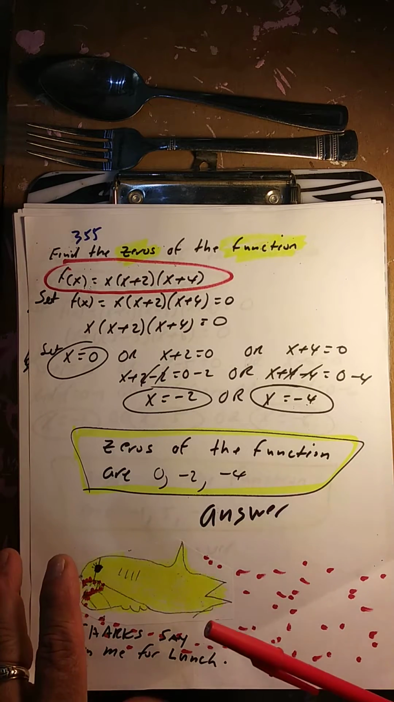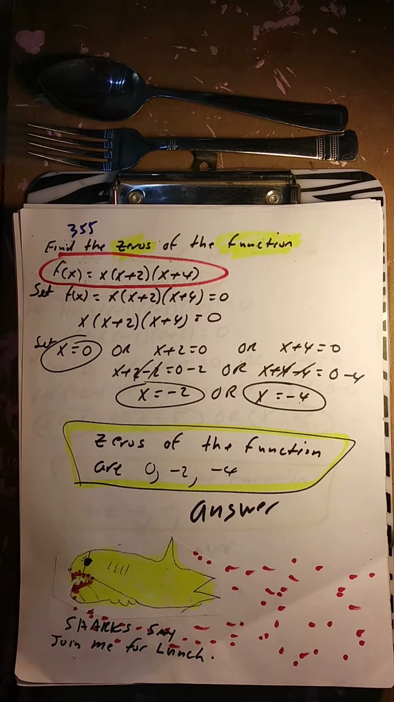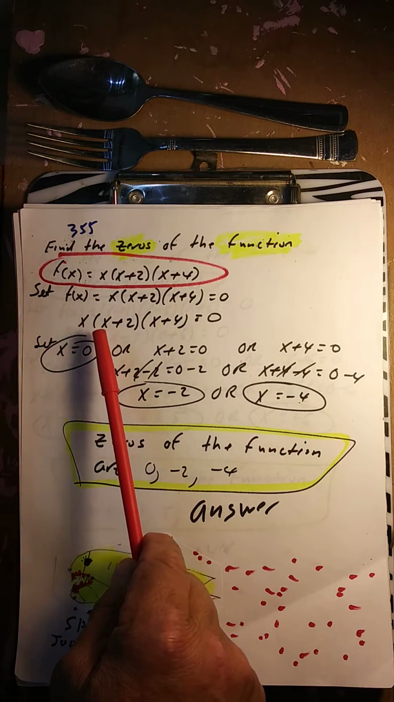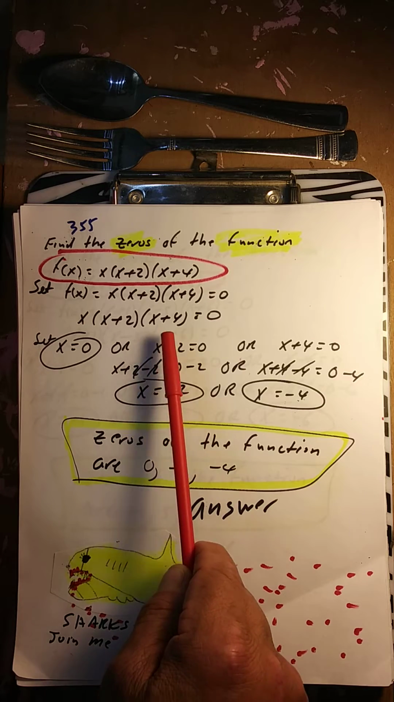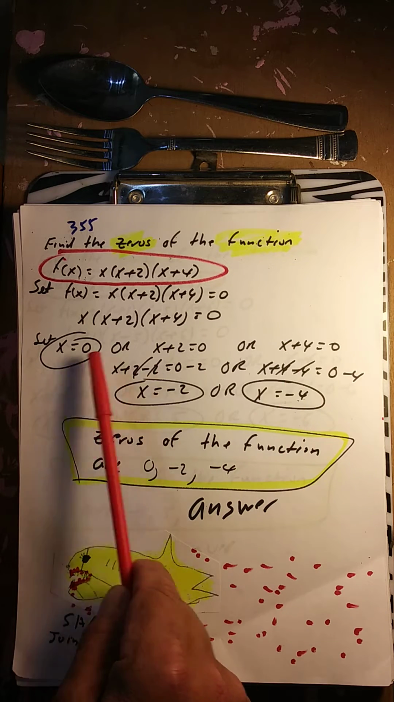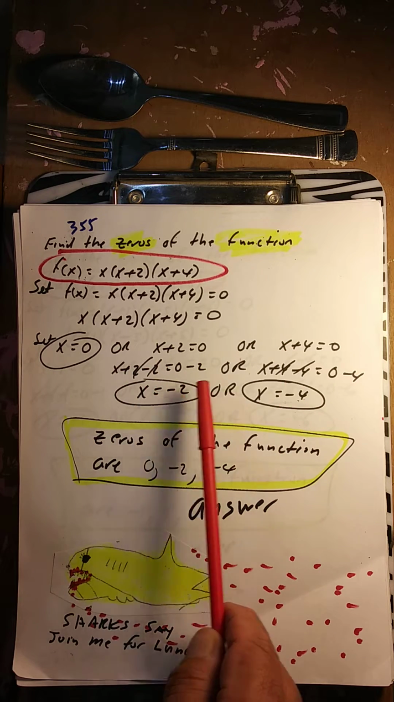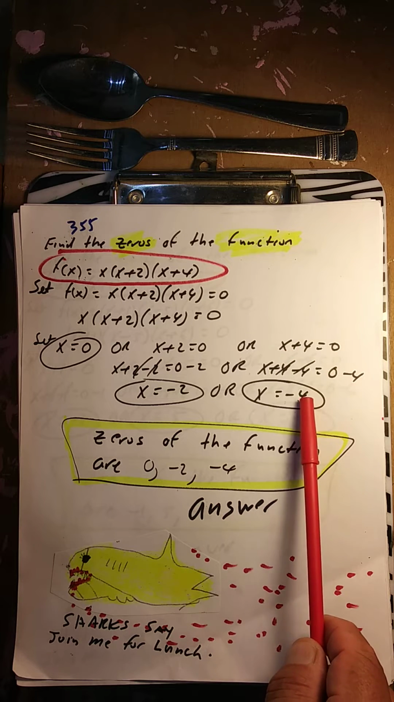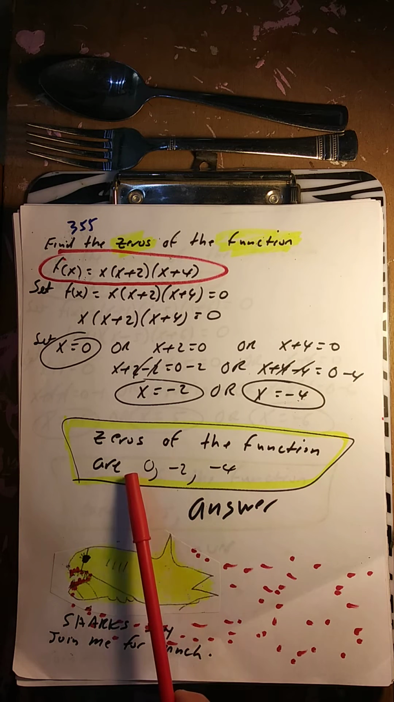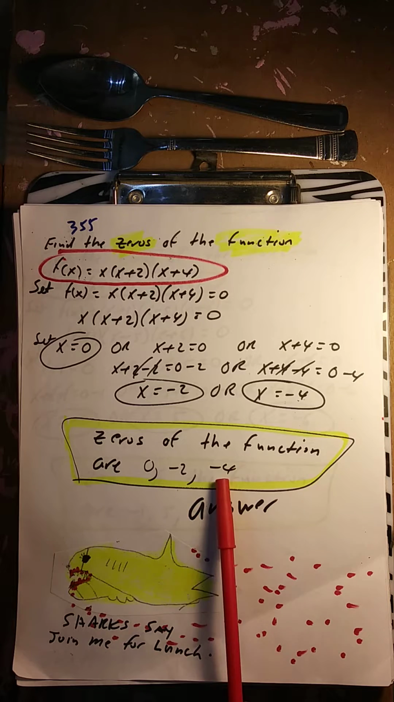This one. Find the zeros of the function. Okay. What you need to do is set it equal to 0. x equals 0, x plus 2 equals 0, x plus 4 equals 0. That's done. Minus 2, minus 2, so x equals negative 2. Minus 4, so x equals negative 4. So the zeros of the function are what? 0, negative 2, negative 4.